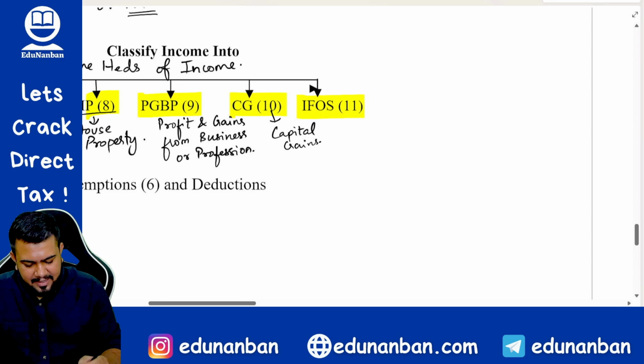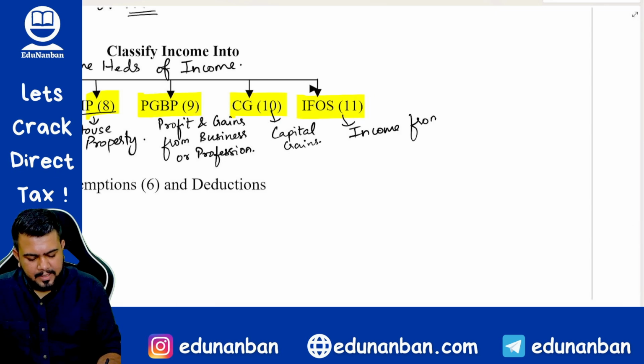Next, income from other sources. The last head is what? It is income from other sources.